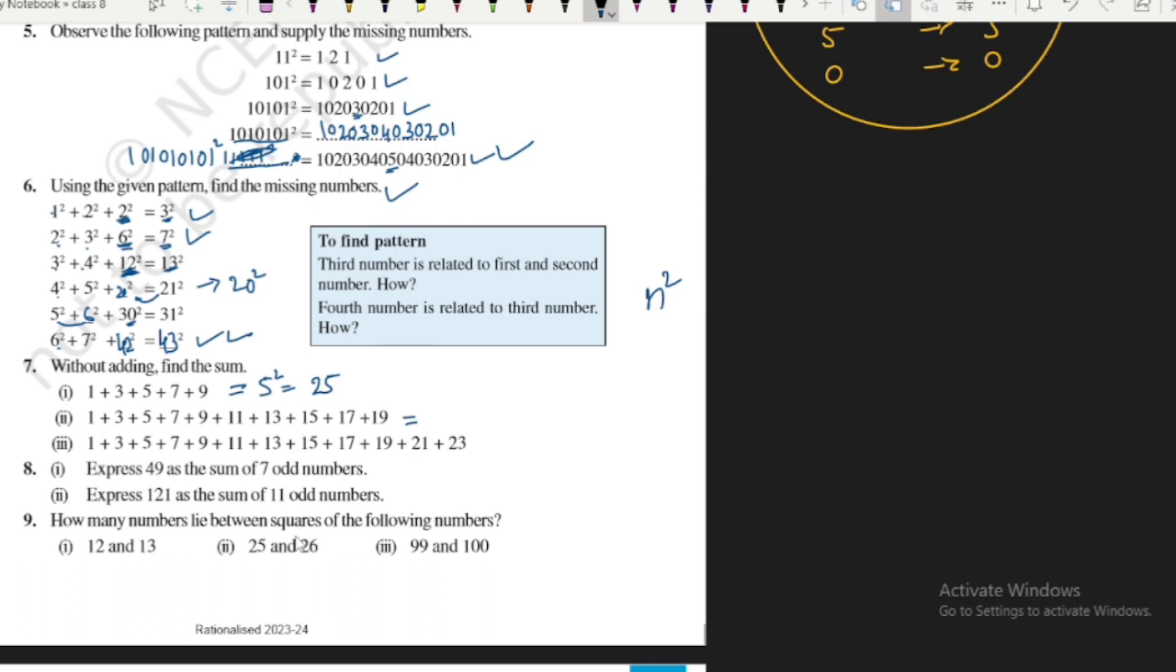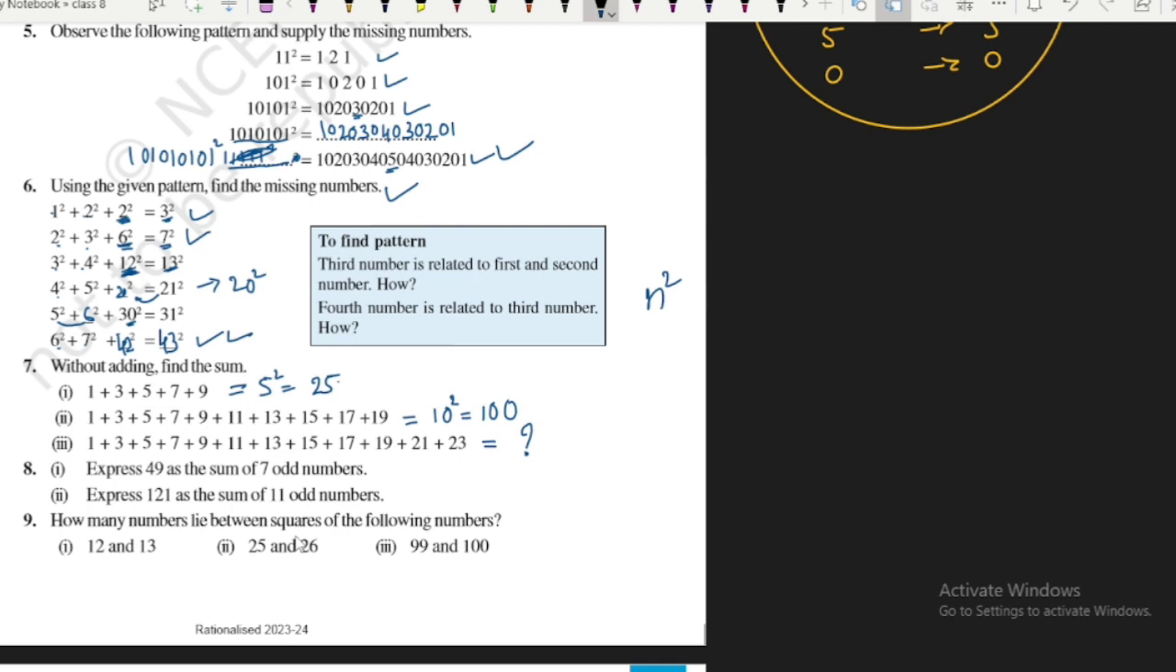Here, how many numbers are there? Count: 1, 2, 3, 4, 5, 6, 7, 8, 9, 10. So it will be 10 square, which is 100. In the same way we can find this answer also. Yes. Now the next question.